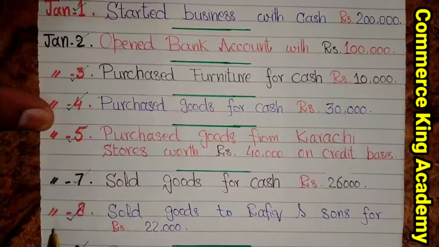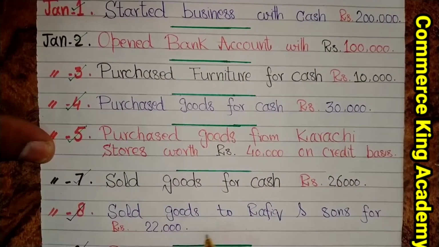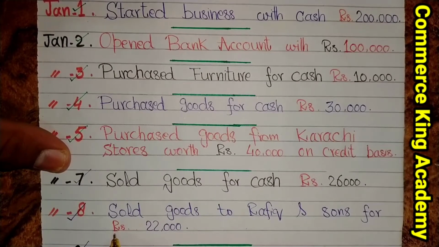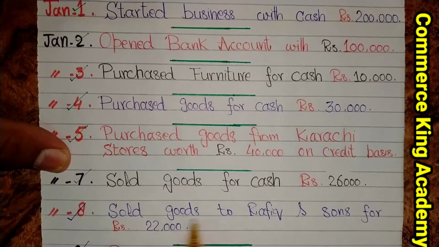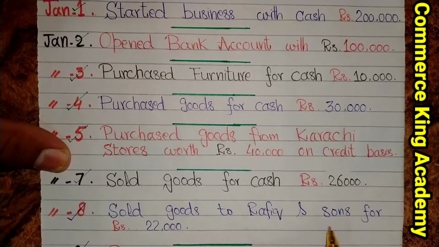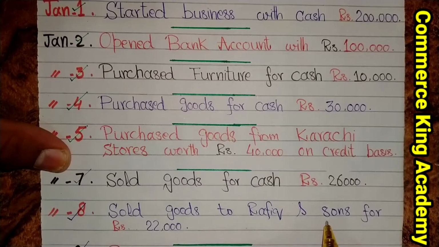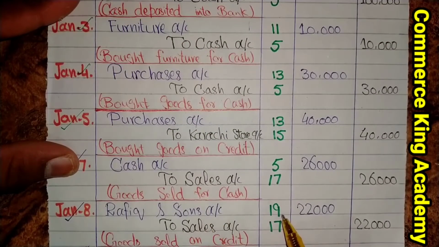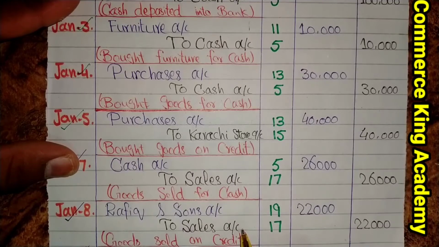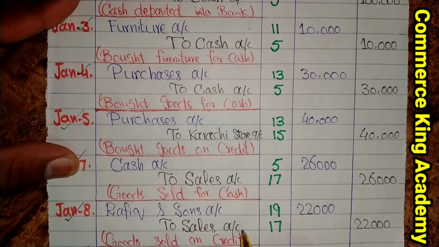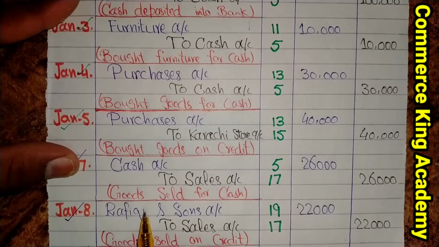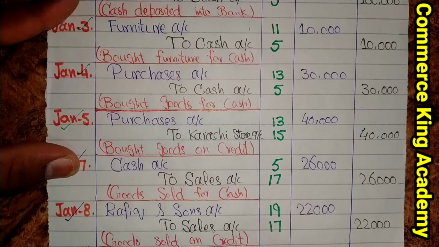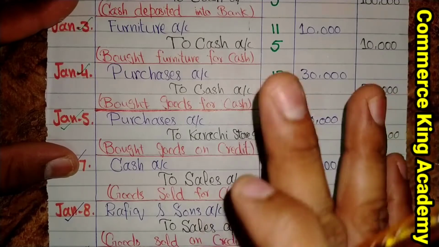The next transaction is Jan 8th: sold goods to Rafiq and Sons for 22,000 rupees. Understand the comprehension of this transaction: sold goods to Rafiq and Sons, so Rafiq and Sons is the customer of the business here. The journal entry will be Jan 8th, Rafiq and Sons account debit with ledger folio number 19 to sales account credit, because the sale has been done on credit basis. So the name of the customer will be debited here, with the same debit and same credit, with details: goods sold on credit or on account basis to Rafiq and Sons.